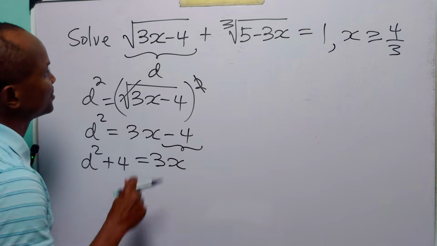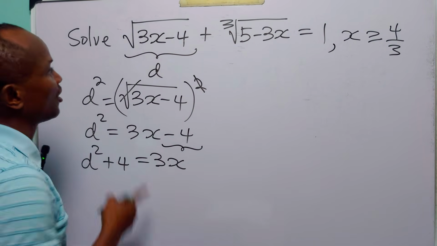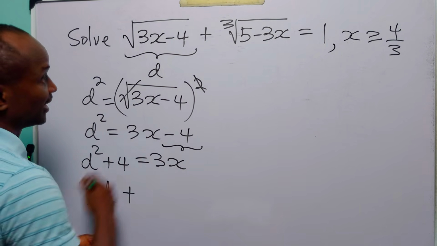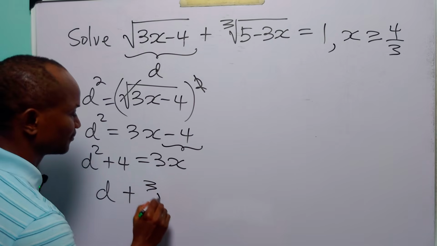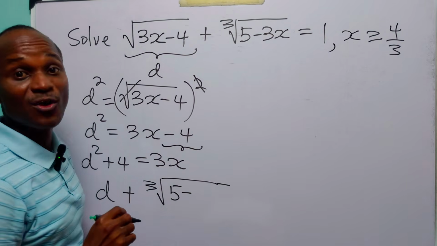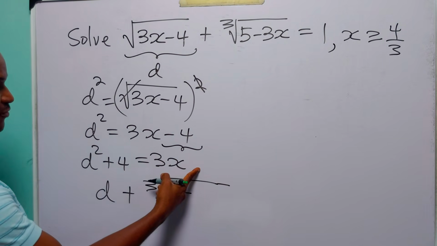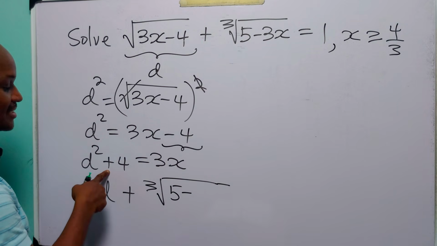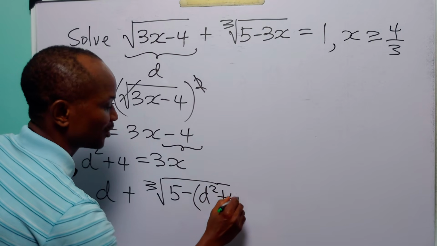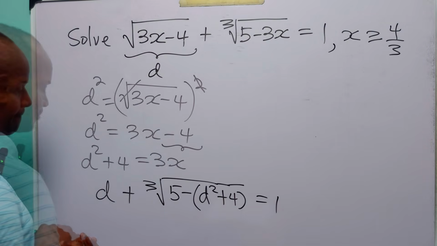Now, the next thing we are going to do is rewrite the entire original equation in terms of d. Of course, this is already d, so we have d plus the cube root of 5 minus, and in place of 3x, we are going to substitute d squared plus 4, because from this relationship, you can see that 3x is equal to d squared plus 4. So here we have d squared plus 4. And of course, this is still equal to 1.